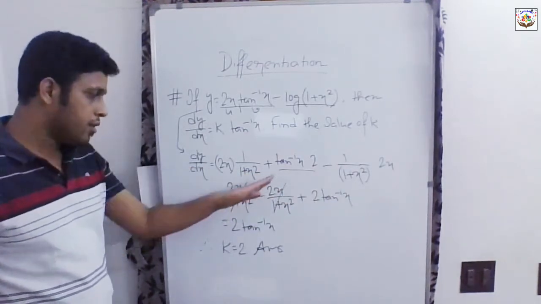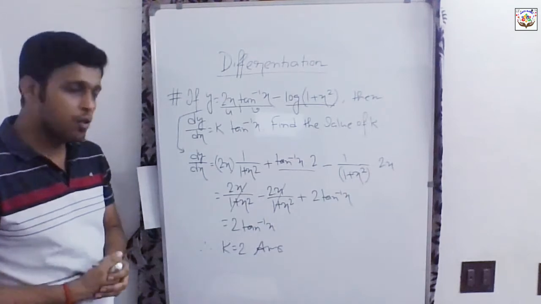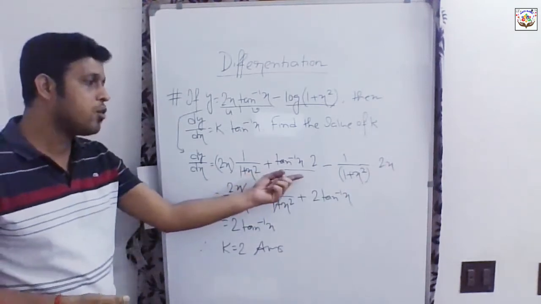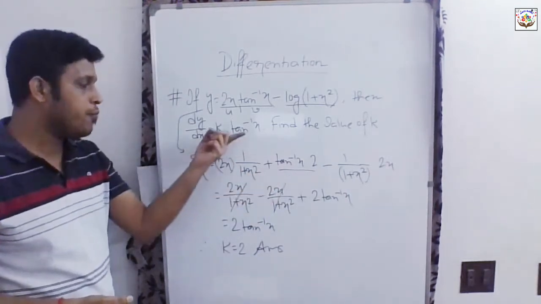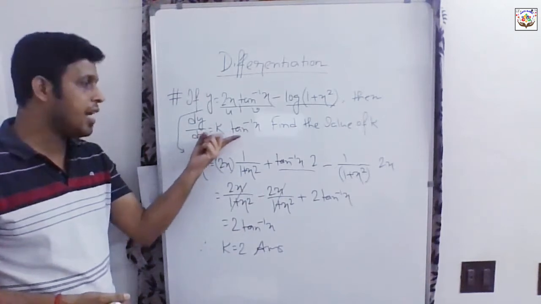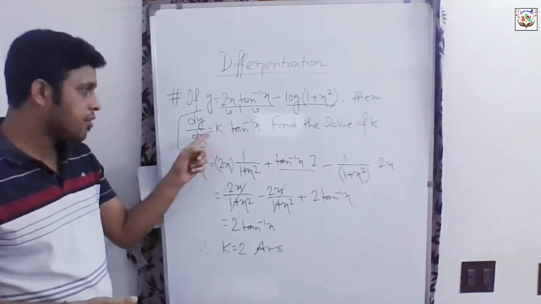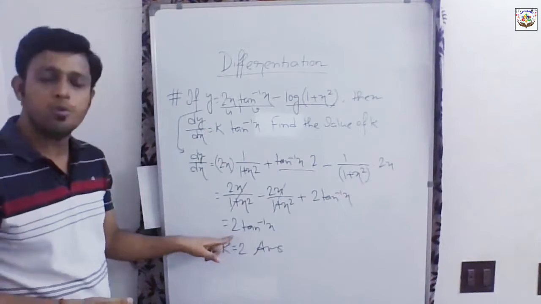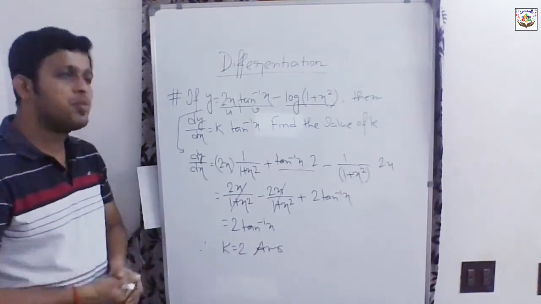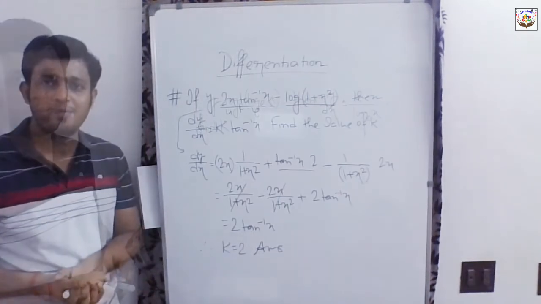So we cancelled out these two parts. So what we had was 2 tan inverse x, and that matches the form k tan inverse x. So we can say the value of k will be 2. Easy. So we'll move on to the next problem now.